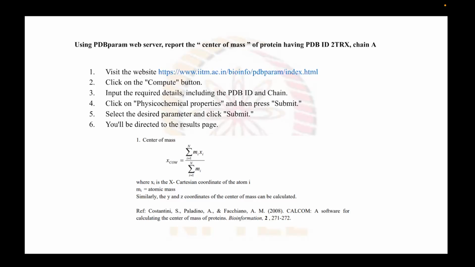So here I have given the steps of how to compute the center of mass of a protein. Given the PDB ID 2TRX and chain A. PDB param is a structure-based method, so it requires either a structure input or a PDB ID as an input. So this is under physiochemical properties.